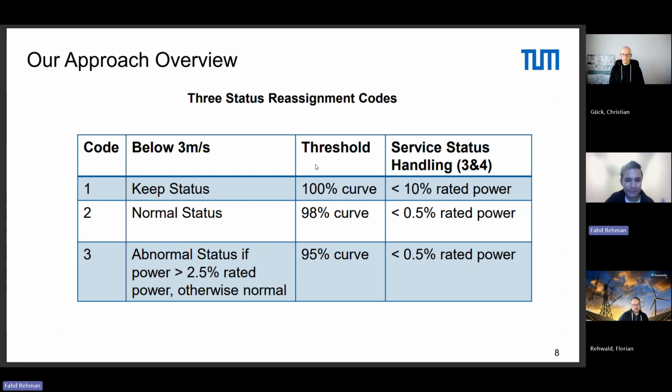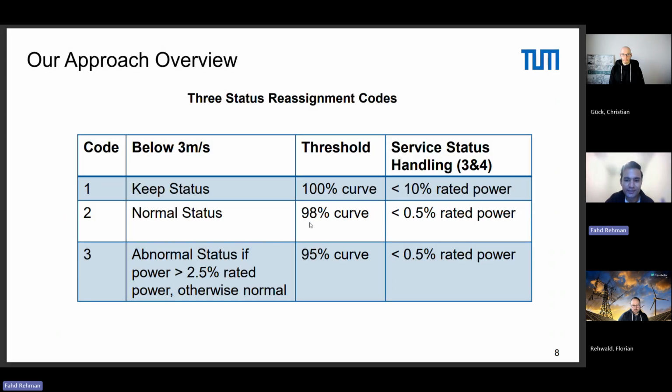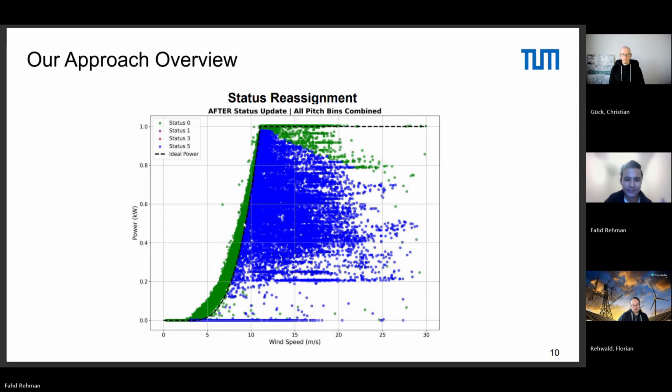Similarly, for center row, I have added a threshold of 2%. And for the last row, I have added a threshold of 5% based on the wake effect. So if we are in the center row, this black line, the ideal power curve, would move a little to the right, so more normal status should be considered. And after considering it, I have applied it to my training data set, and my status looks something like that. So green shows normal, blue shows abnormal.